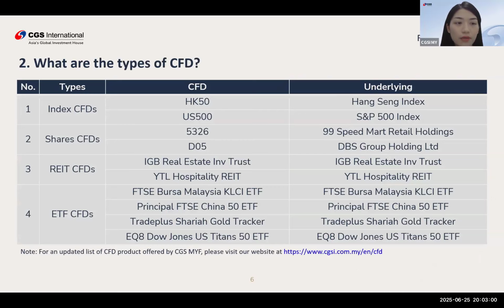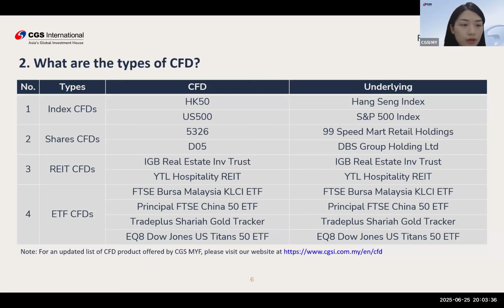First, we have our index CFD. If you want to trade the Hang Seng Index or the S&P 500 Index with our HK50 and US500, then you don't need to build and maintain a basket of stocks that mimic the underlying index, which you can only trade through CFD. The second type is listed share CFD, where you can participate in price changes of shares like 99 SpeedMart or DBS Group without owning the underlying share.